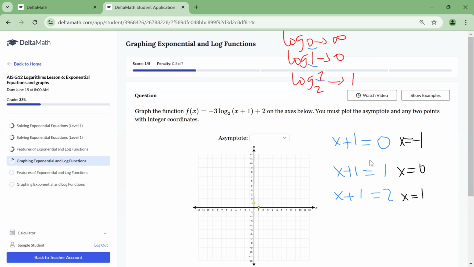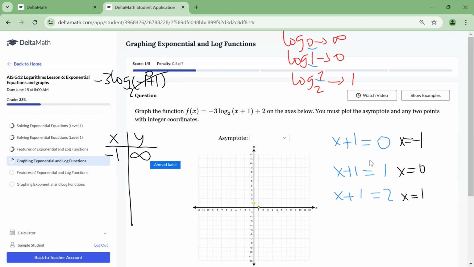Now we can figure out the y in each case. So we have x and y. When x is negative 1, we can plug into this equation. So we have negative 3 log base 2 of negative 1 plus 1. Obviously, this is log 0, and this is just a vertical asymptote. So this is infinity.